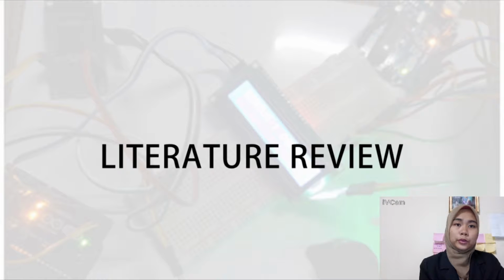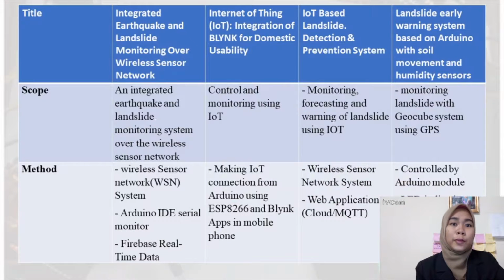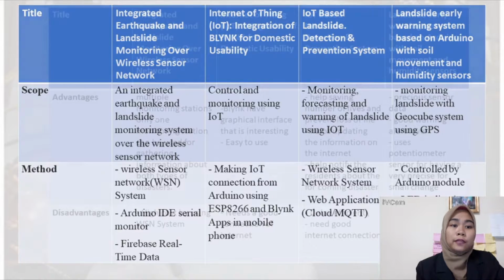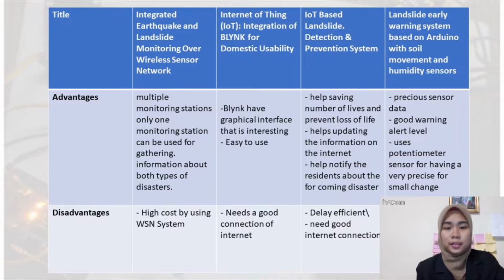Next, in chapter 2, I will explain about the literature review. From this chapter, I have made some comparisons from previous projects. The first one is integrated earthquake and landslide monitoring over wireless sensor network. It can be concluded that this project is using WSN to monitor the earthquake and landslide. The advantage is it has multiple monitoring stations, and the disadvantage for this project is it is high cost because they are using WSN.